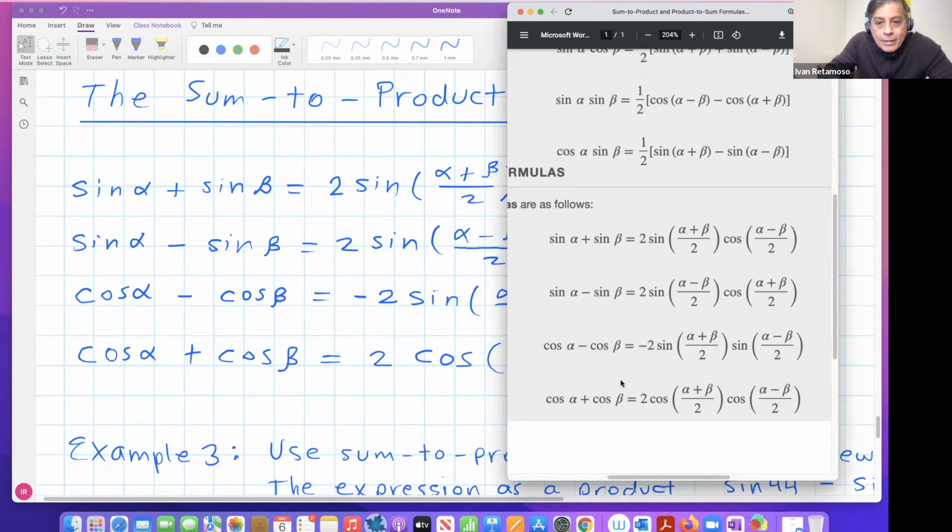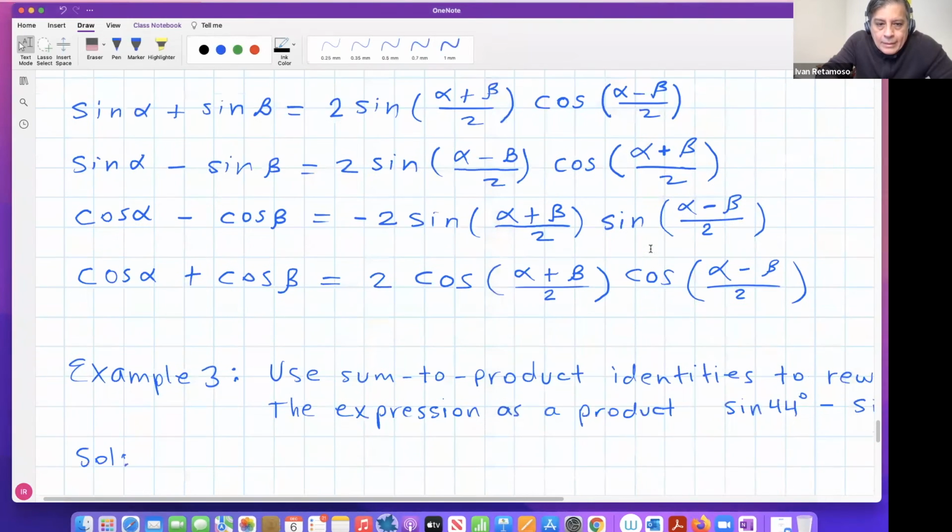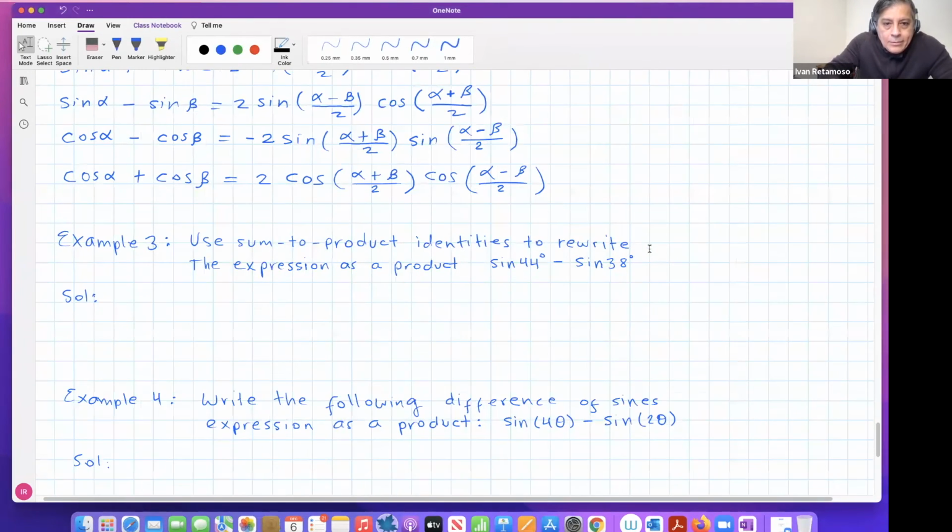And we will apply them accordingly, right? According to our needs. And notice that there is an order for the forms, right? So according to the form that you are dealing with, you choose your formula, right? Great. So let's see an example, a concrete example. Example 3 says use the sum to product identities to rewrite the expression as a product. Okay, this expression, this difference, right? They want you to write it as a product.